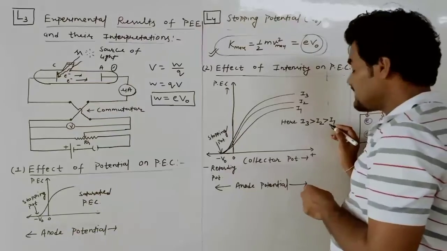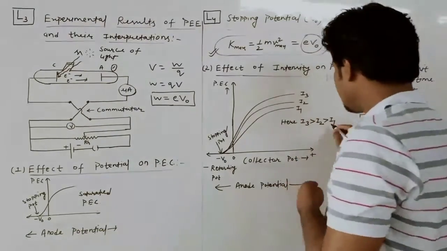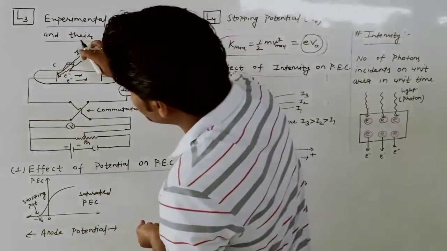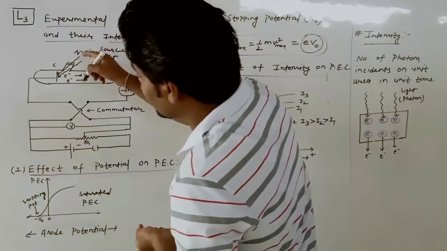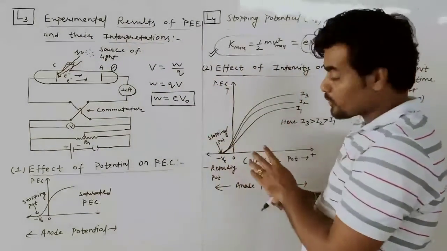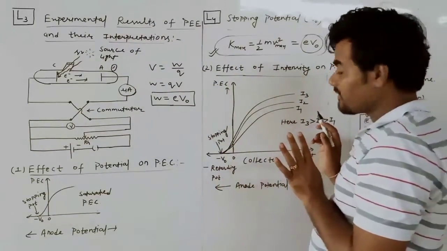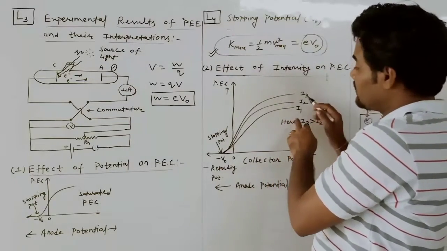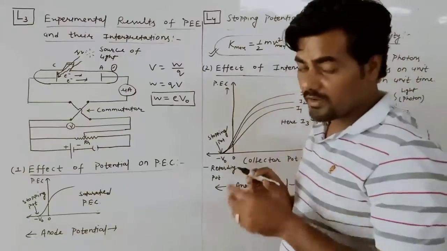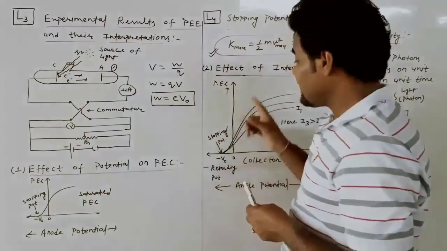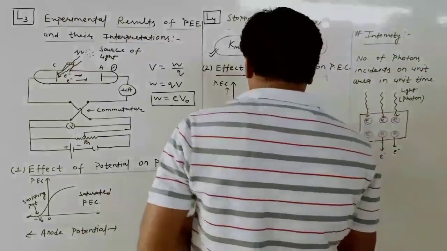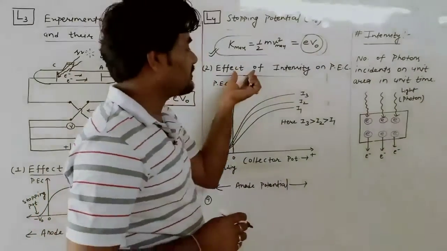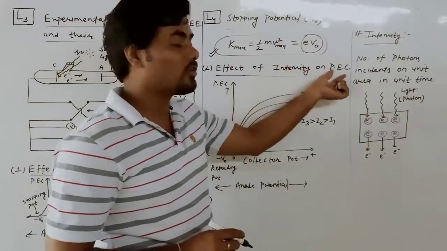Now the intensity is changed from I1 to I2. For the I2 intensity again we repeat the same process and obtain the second graph. Similarly, by making the intensity I3 we get the third graph. So it is clear from the above graph, first point, that we have to study the effect of intensity on current.